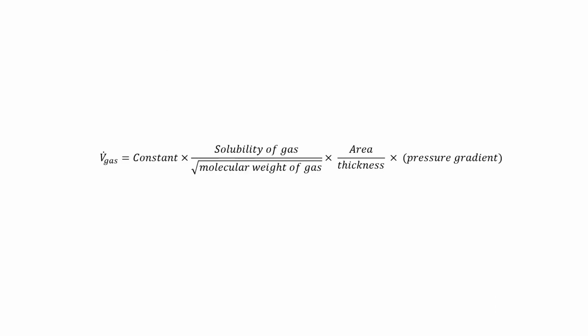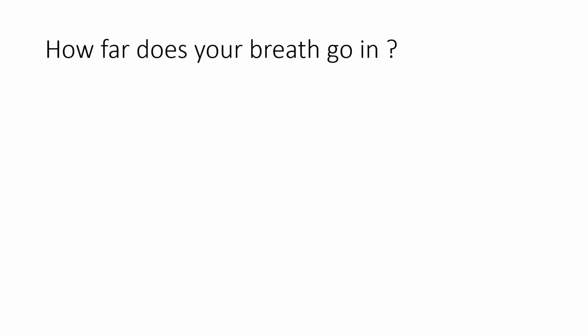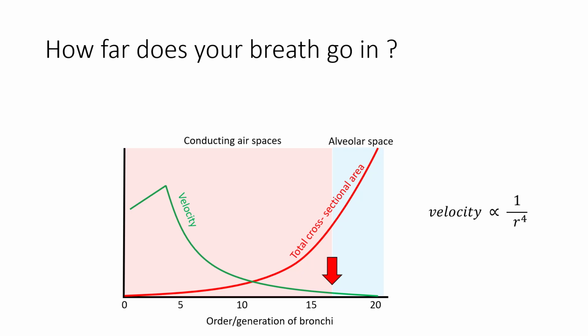So in fact, the volume of gas that goes through a membrane depends upon the solubility of the gas, molecular weight of the gas, surface area, thickness, and the pressure gradient. So how far does your breath go in when you inhale? You know that the velocity of inhaled gas in a tube is inversely proportional to the fourth power of the radius.